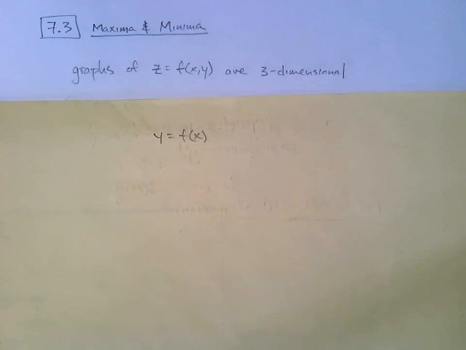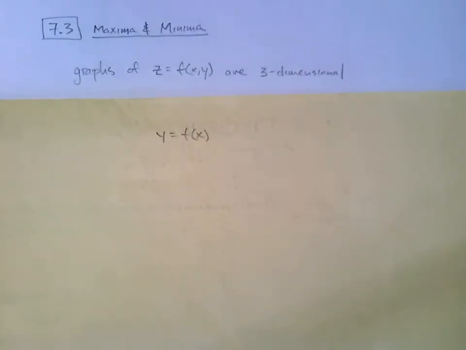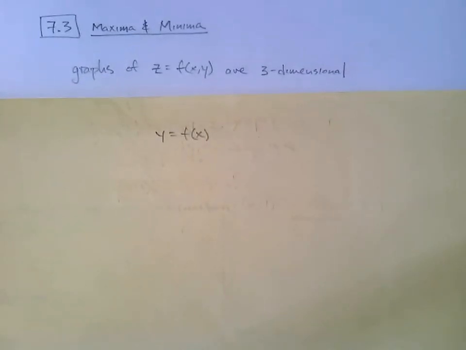Same idea. Now x and y are both independent variables. Z is the dependent variable. Depends on both x and y. And because we have three variables, x, y, and z, our graphs are going to be three-dimensional, as I've noted there. So let's look at an example of just graphing a point. What would a point look like in 3D?